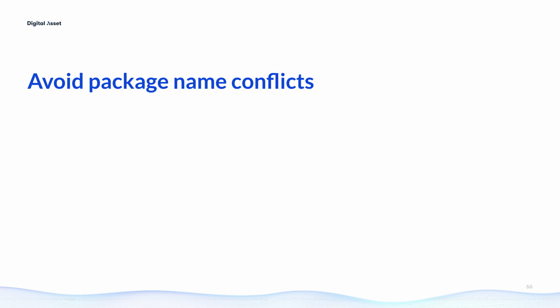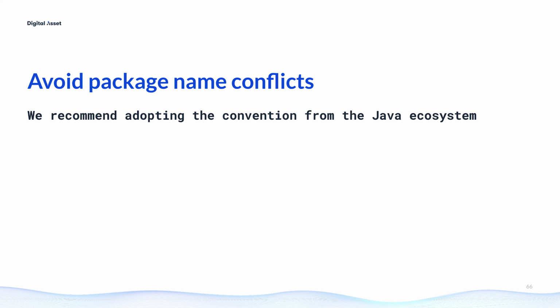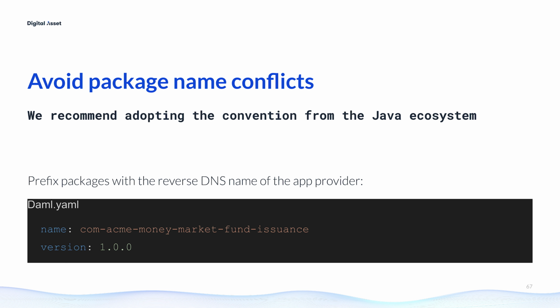Whether an update to Daml models is backwards compatible or not, it is important to avoid package name conflicts, in particular between packages published by different app providers. We recommend adopting the convention from the Java ecosystem to prefix packages with the reverse DNS name of the app provider. For example, for the issuance workflows of the money market fund app provided by Acme Corporation, we'd recommend using a daml.yaml file containing the following configuration: name: acme-money-market-fund-issuance.